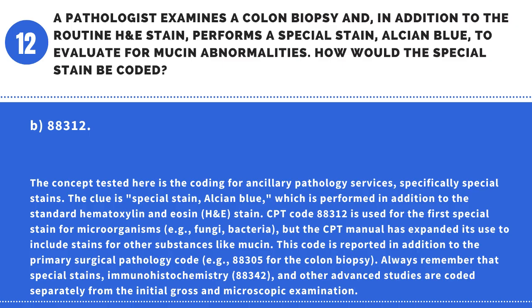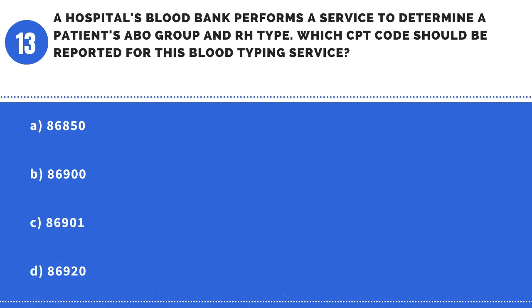This code is reported in addition to the primary surgical pathology code, e.g., 88305 for the colon biopsy. Always remember that special stains, immunohistochemistry, 88342, and other advanced studies are coded separately from the initial gross and microscopic examination. Question 13. A hospital's blood bank performs a service to determine a patient's ABO group and Rh type.